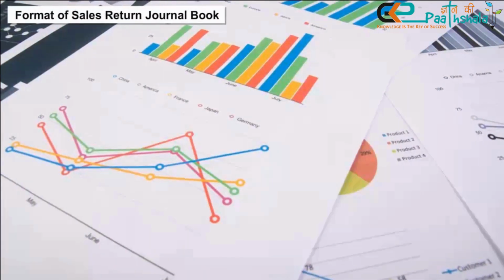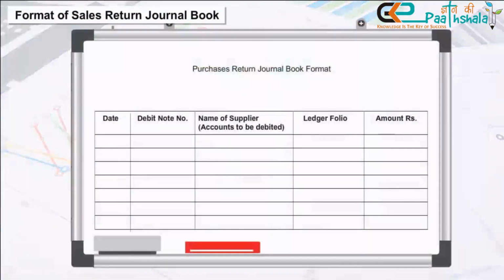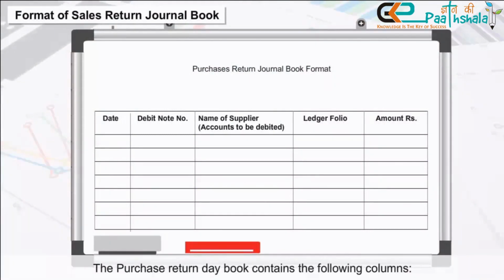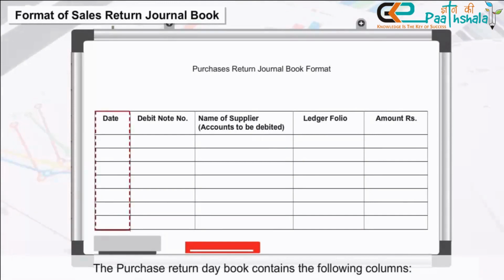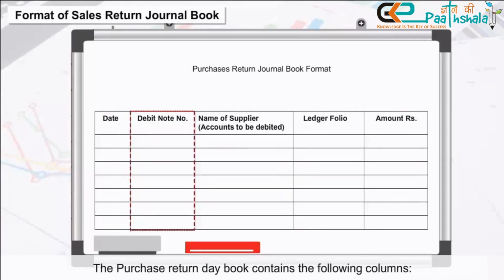Format or columns of purchase return journal book. The purchase return day book contains the following columns: 1. Date. 2. Debit note. 3. Name of supplier, account to be debited. 4. Ledger folio. 5. Amount.